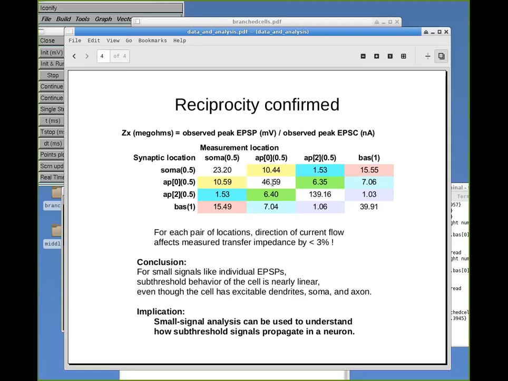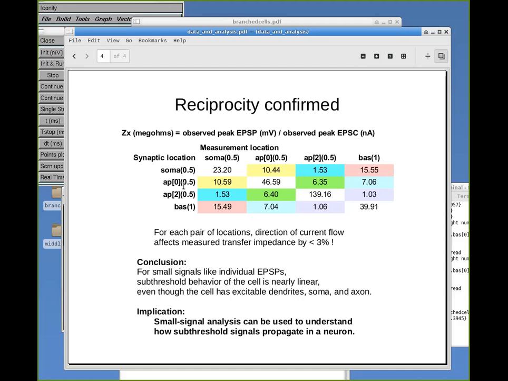That's the input impedance at apical 0. That's the input impedance at apical 2. And sure enough, apical 2's input impedance is about 5 times what it is at the soma, maybe closer to 6. And the input impedance at the distal end of basilar is pretty significant too. The transfer impedance from soma to apical 0 is the peak depolarization at apical 0 divided by the peak amplitude of that synaptic current that entered the soma, and it's 10.44 megohms.